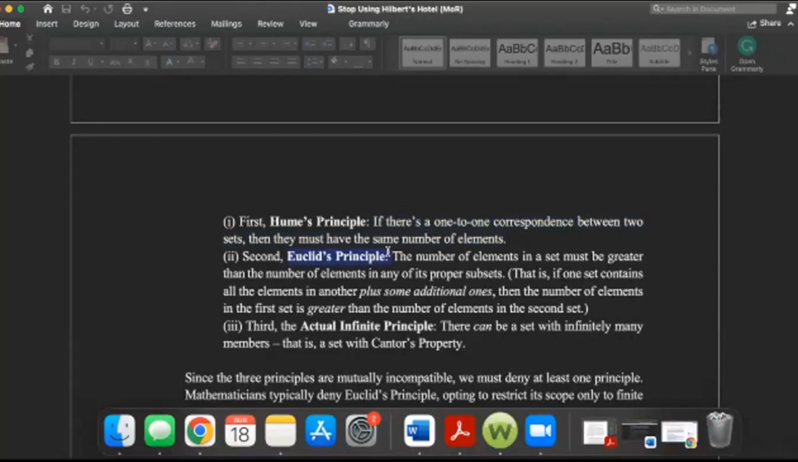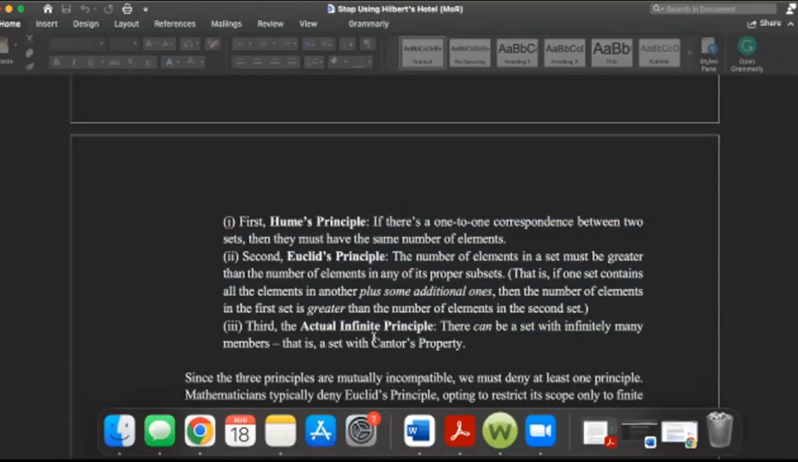The number of elements in a set must be greater than the number of elements in any of its proper subsets. That is, if one set contains all the elements in another set, plus some additional elements, then the number of elements in the first set is greater than the number of elements in the second set. And thirdly, the actual infinite principle, which says that there can be a set with infinitely many members, that is, a set with Cantor's property.